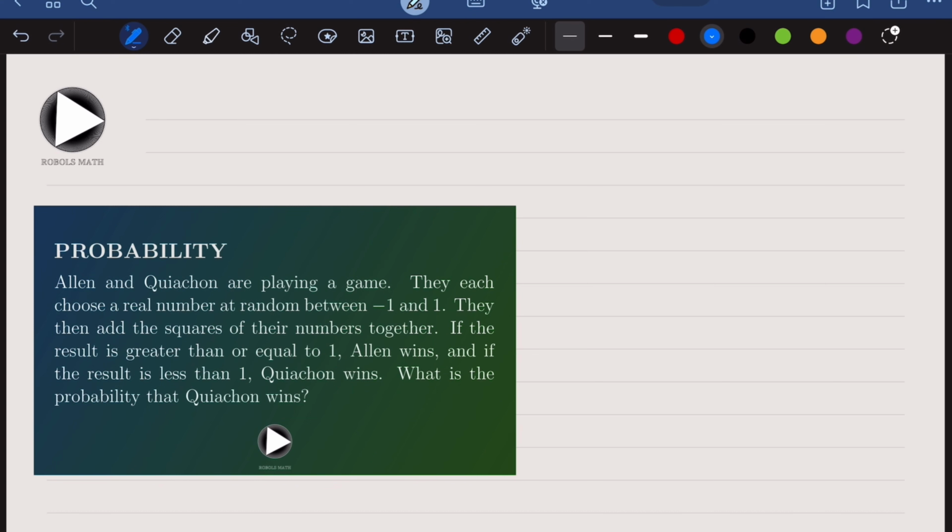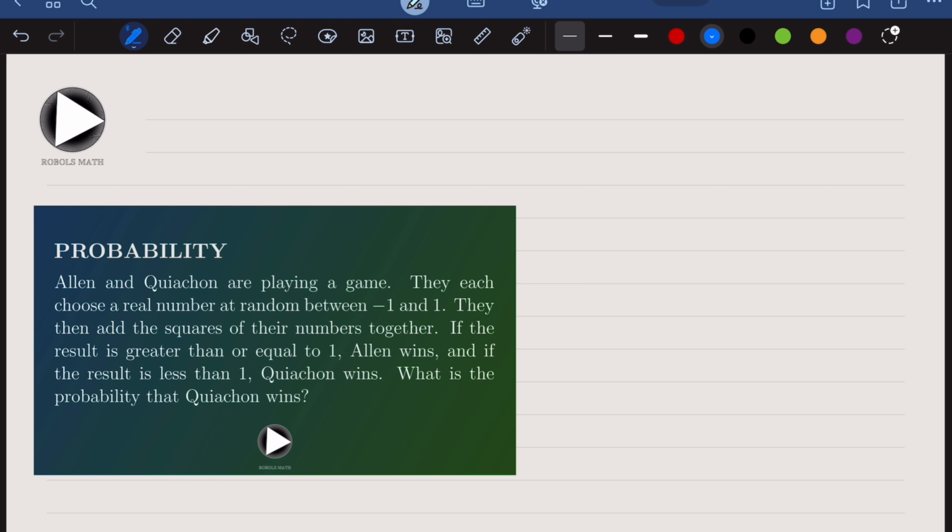Alan and Quaichon are playing a game. They choose a real number at random between -1 and 1. They then add the squares of their numbers together, and if the result is greater than or equal to 1, Alan wins. And if the result is less than 1, Quaichon wins. What is the probability that Quaichon wins?